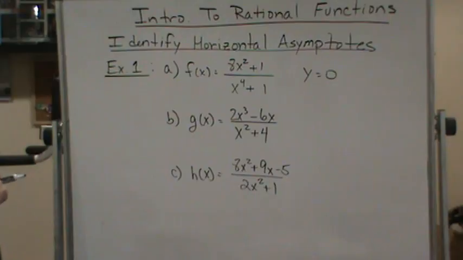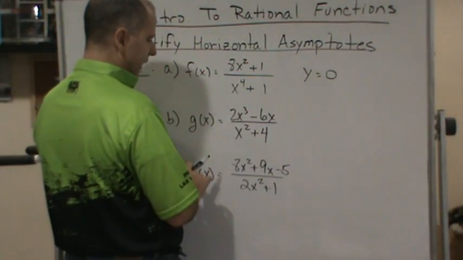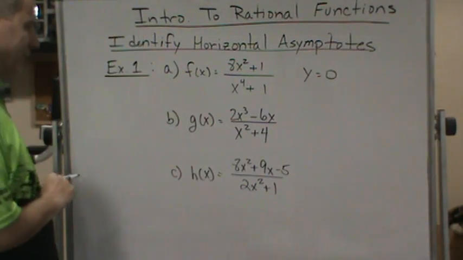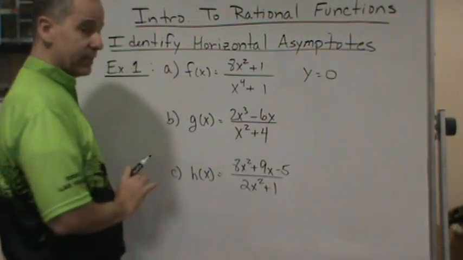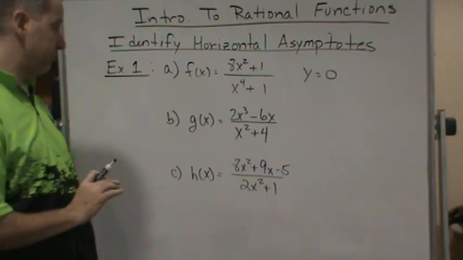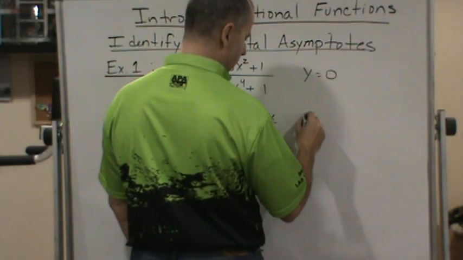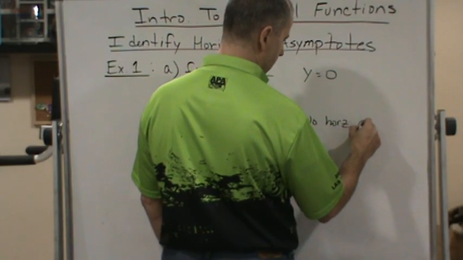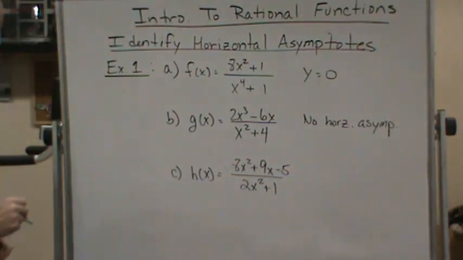Okay, now, what about g of x? Now in this case, g of x, the degree of the top is bigger than the degree of the bottom, which means this thing, as x goes to positive or negative infinity, is going off to infinity, right? Positive or negative. So that means, in this case here, there is no horizontal asymptote. Okay, does not exist.